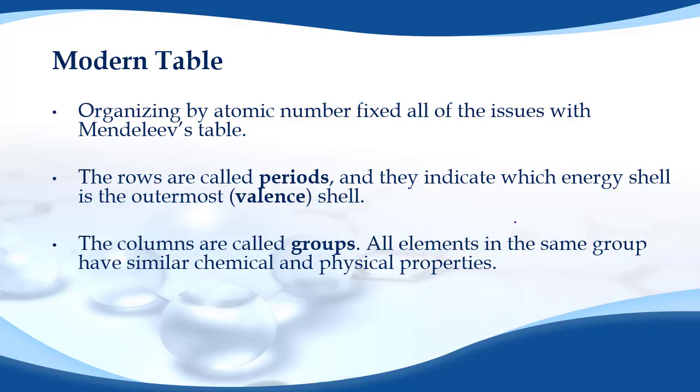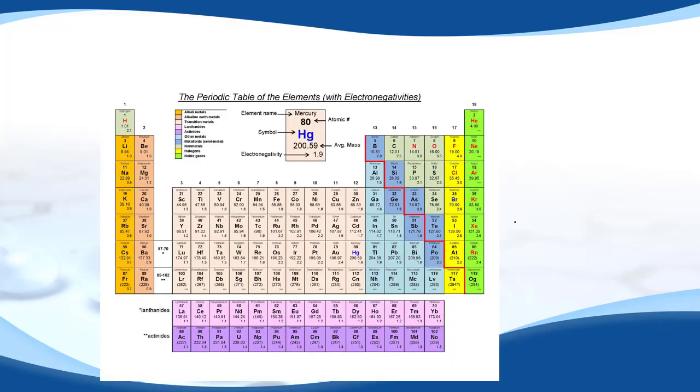The key thing about these groups, so these columns, everything in the same column has very similar chemical and physical properties, right? So just like I said in the previous slide, lithium, sodium, potassium, all of them are soft, all of them are silver, all of them react with water to produce hydrogen gas, right? And they're all in the same column. So this is the modern periodic table.